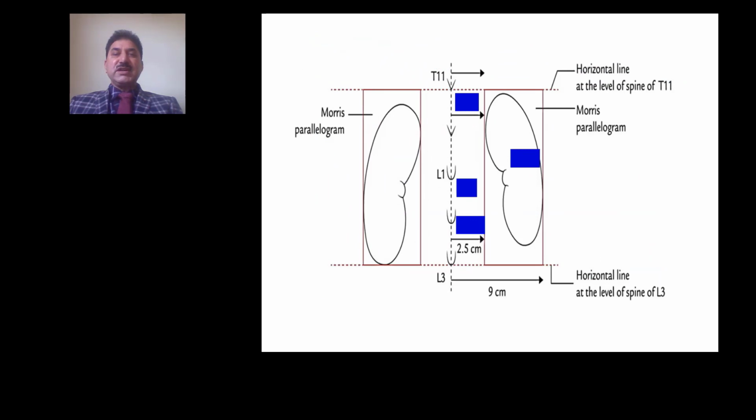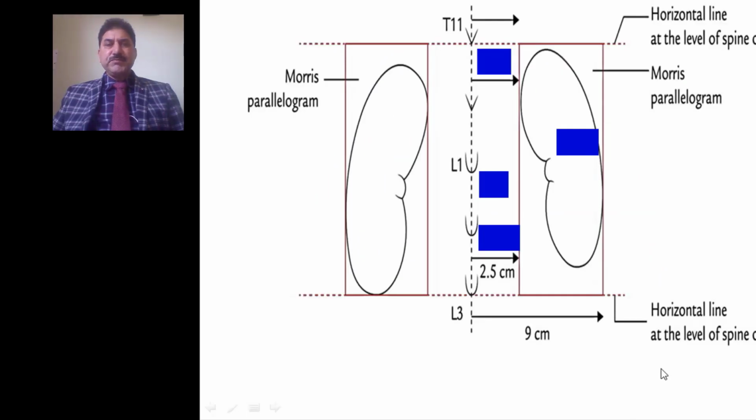As shown in this diagram, this is how to draw Morris parallelogram. Morris parallelogram is drawn by taking one point 2.5 centimeters at the level of T11 and another point 9 centimeters at the same level of T11. 2 more points are taken 2.5 centimeters and 9 centimeters at the level of L3. By joining these 4 points, we get a parallelogram called Morris parallelogram.